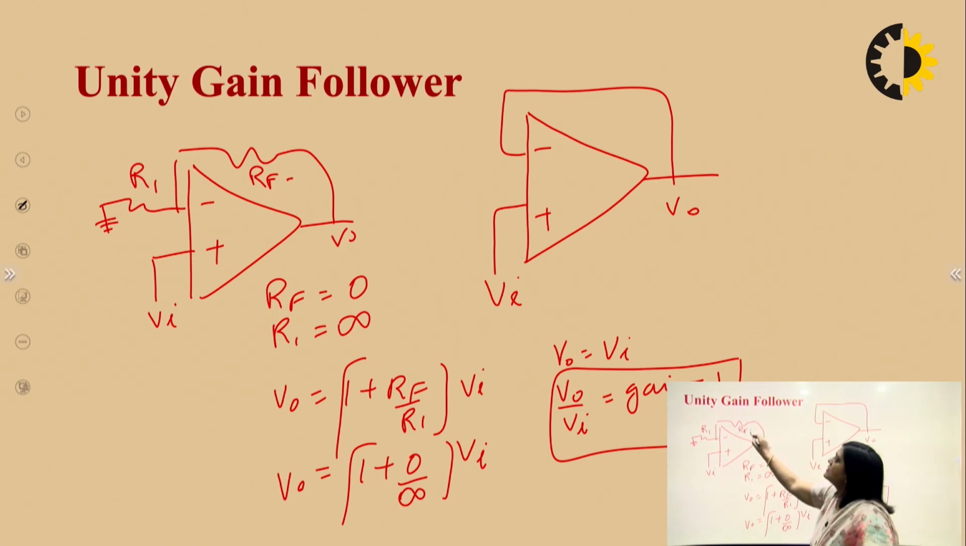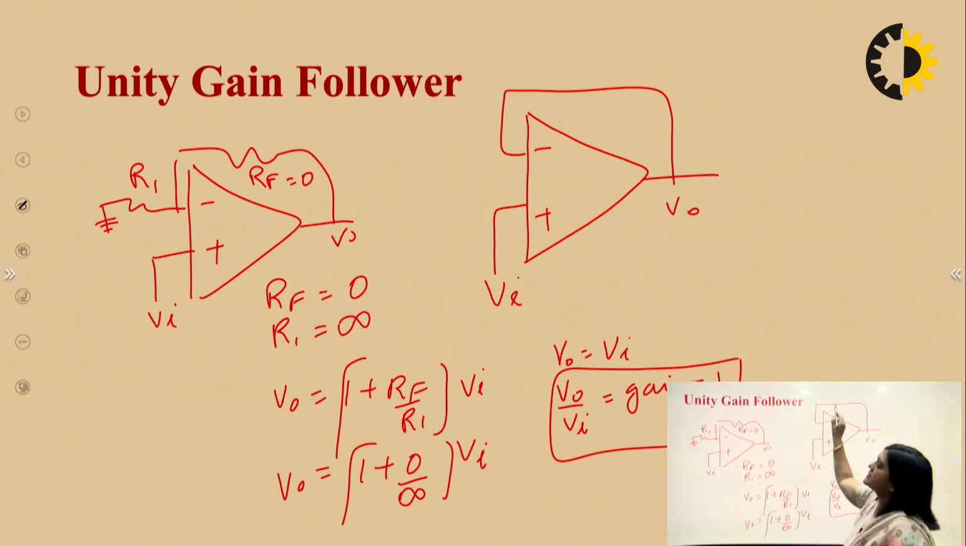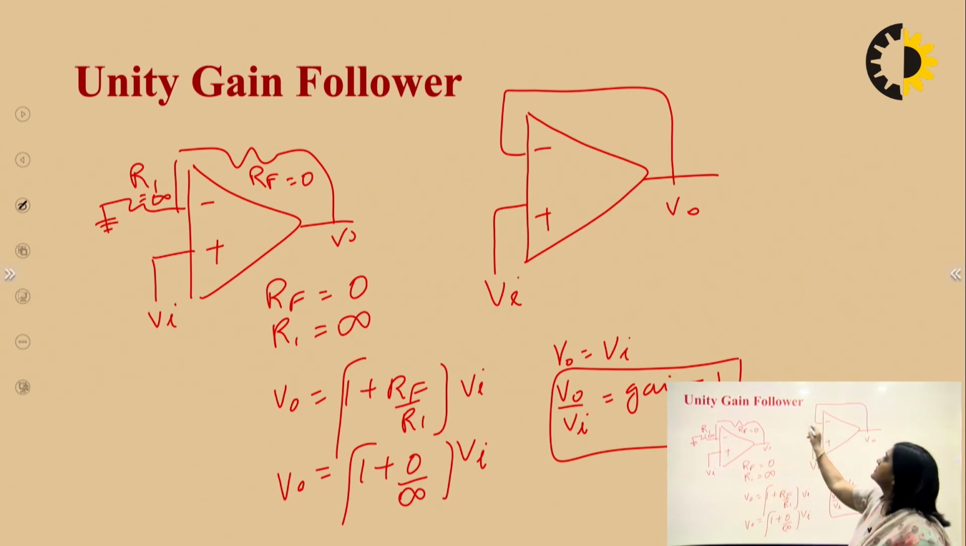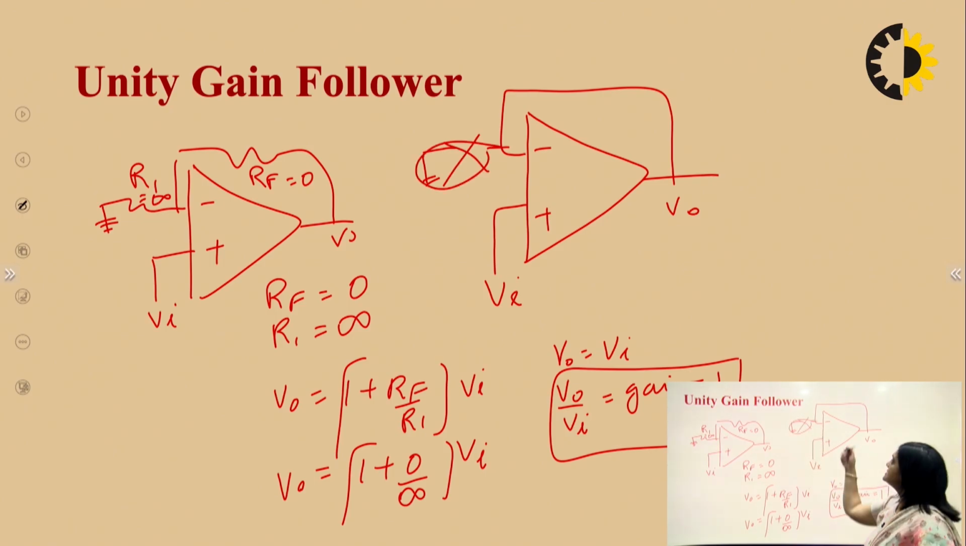We have put Rf as 0. Rf as 0 means it will be a short circuit, and R1 is infinite, so it will be an open circuit. So this part is open here, so it will not be drawn. So only this circuit will be there. This is the circuit for the unity gain follower.